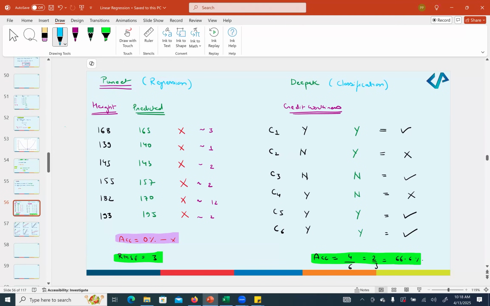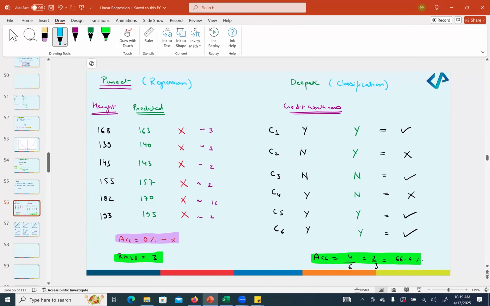+3 to -3, -3 to +3. Between that range, the predicted value should be there. No, the accuracy range can be what for classification? 0 to 100. 0 to 1, right? It can be that all the values are incorrect, that is 0%, or all the values are correct, that can be 100%. Can the accuracy be more than 100%? No. Similarly, the accuracy cannot be less than 0% also.